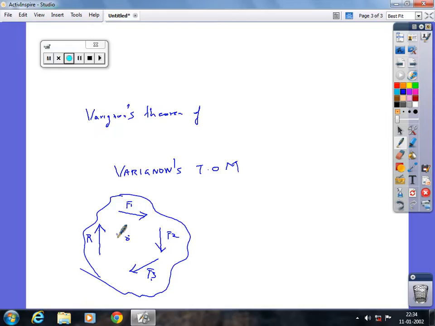Now just listen here. Let the perpendicular distance from here to here be x1, and let this perpendicular distance be x2, and this distance I am marking, the perpendicular distance, be x3. And the perpendicular distance from here to here, you can call it capital X. Based on all these markings, Varignon's theorem of moments is given as F1 into x1 plus F2 into x2 plus F3 into x3 is equivalent to R into capital X.